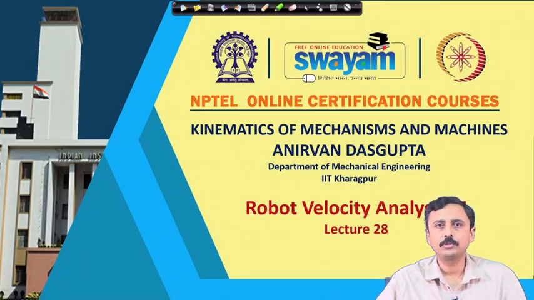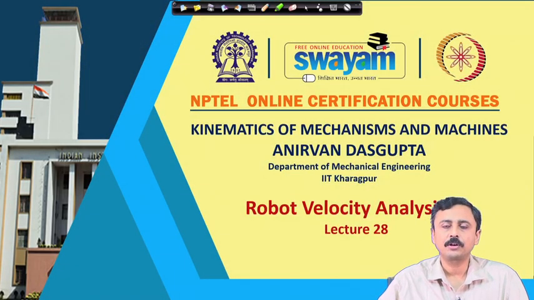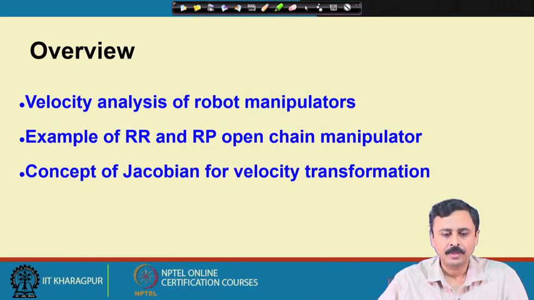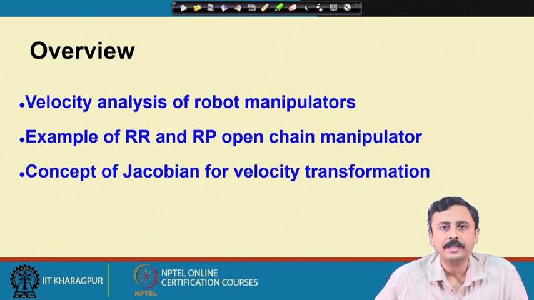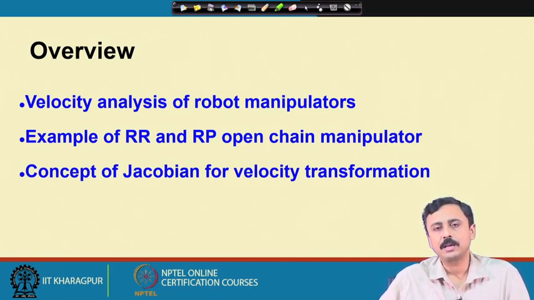In this lecture, I am going to discuss the velocity analysis of planar robot manipulators, open chain. So, we are going to look at the velocity analysis problem for robotic manipulators. I am going to look at two examples, RR and RP open chain manipulators, and I will also introduce the concept of the Jacobian for velocity transformation.